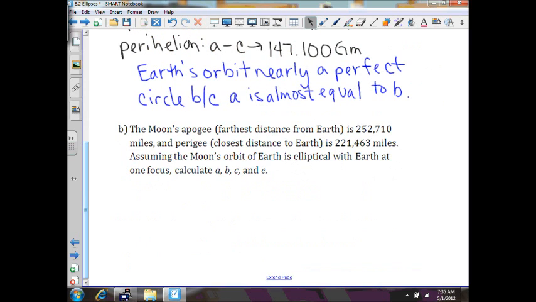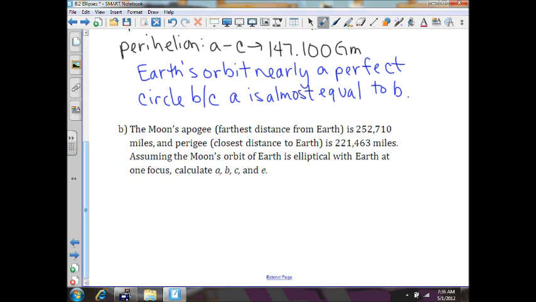Now, the moon's apogee, the farthest distance from Earth, is 252,710 miles. And the perigee, which is the closest distance to Earth, is 221,463 miles. Assuming the moon's orbit of Earth is elliptical with Earth at one focus, calculate a, b, c, and e. Well, here's what we know. We know that the farthest distance from Earth is 252,710.